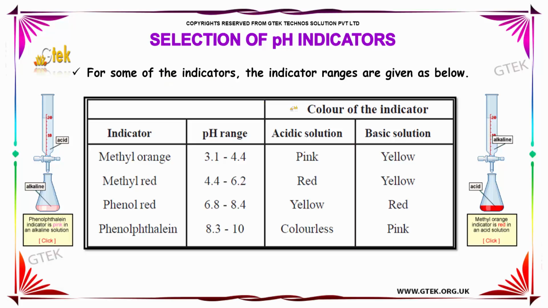For some of the indicators, the indicator ranges are given as below. Methyl orange, the pH range is this one. In acidic solution it's pink, basic is yellow. Methyl red, the pH range is this one. Acidic solution red and the basic solution is this one. And phenol red and phenolphthalein is this one.